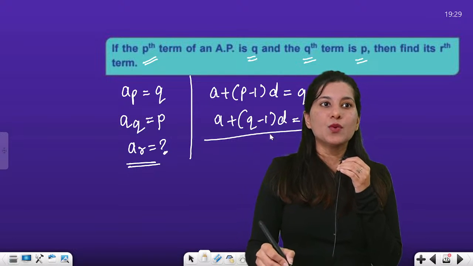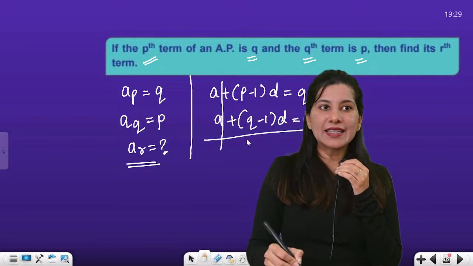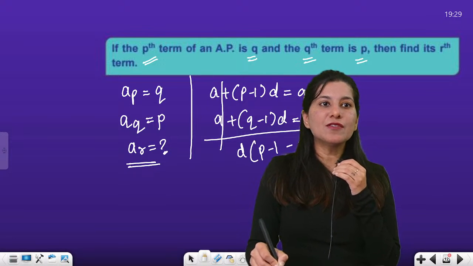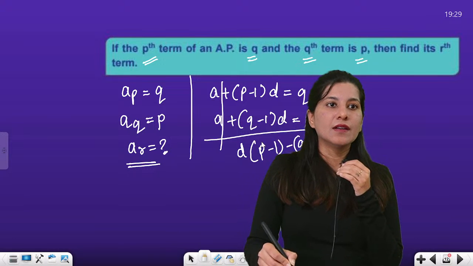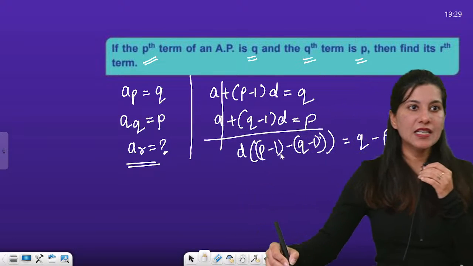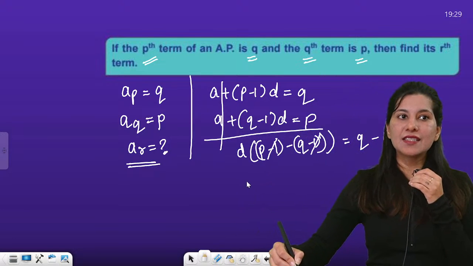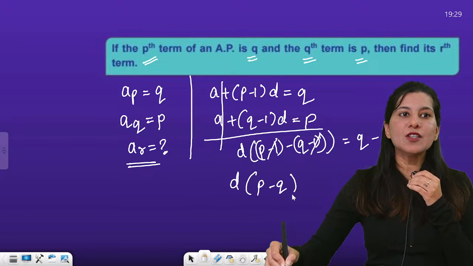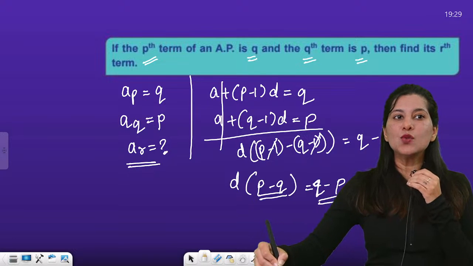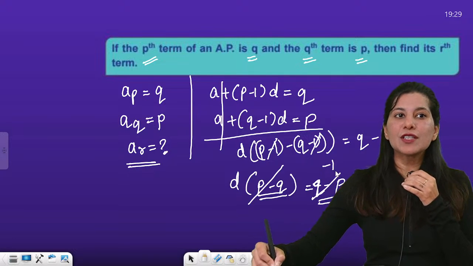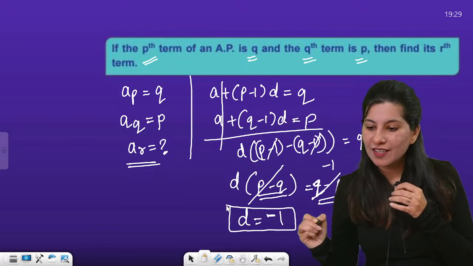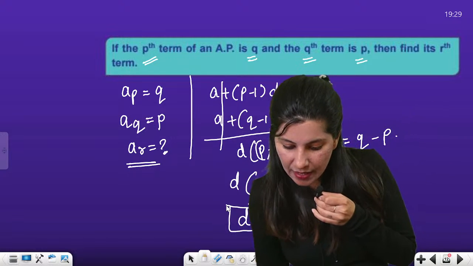Subtract these two. So what you're going to get is, now these two will get cancelled out. Here you can take D common, (P minus 1) minus (Q minus 1). Right? And this is Q minus P. So minus 1 and plus 1 are getting cancelled out. So D(P minus Q) is equal to Q minus P. Can you see, these two are equal but opposite signs of each other. So common difference is coming out as minus 1.